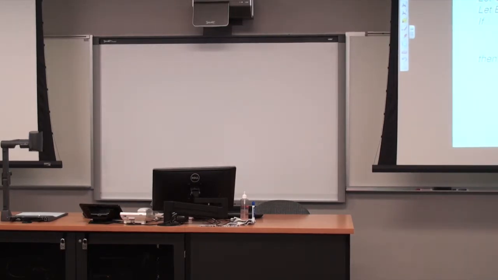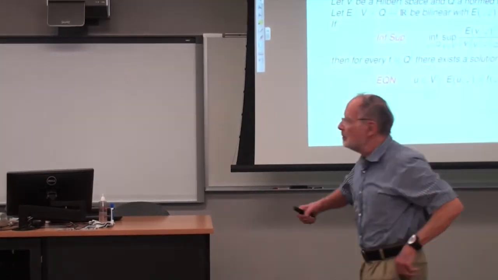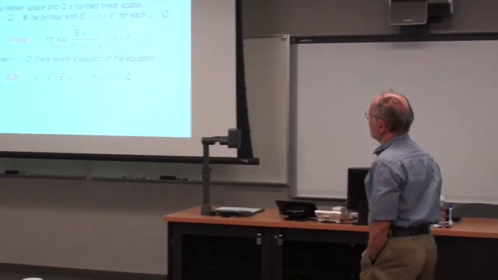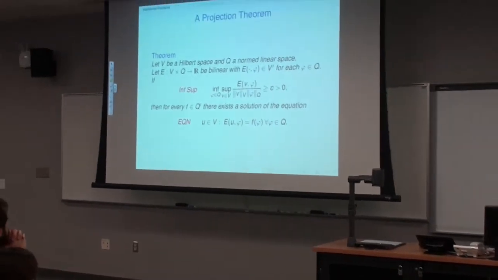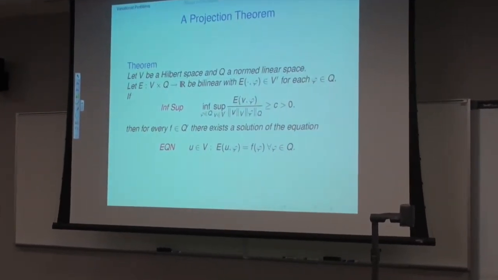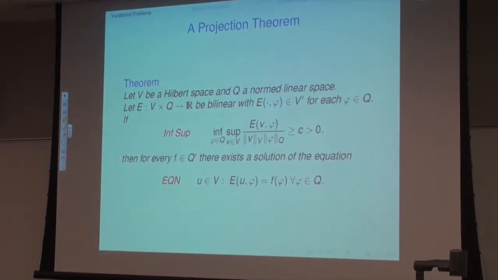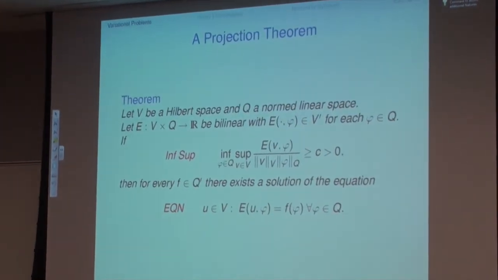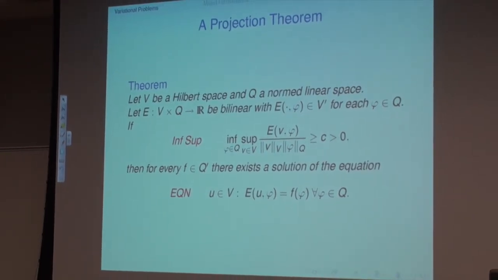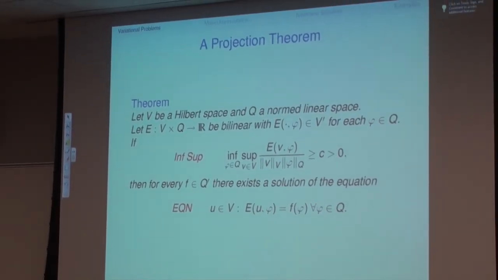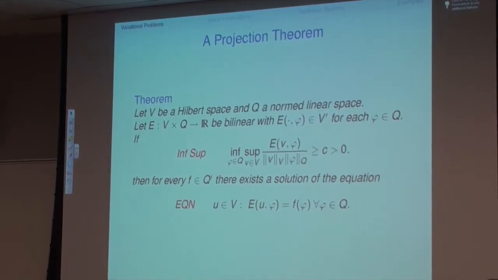Let me start with the following. A theorem, of course. I won't write a lot of these down, and this is not typical of what's coming, but I wanted to start this way. Let V be a Hilbert space, Q another linear space, normed linear space, not necessarily complete. I have a function E on the product of those two, so it's a bilinear function on that product, with the property that if I fix the right variable, I have a continuous linear function of the first variable. So it's continuous on one side only.